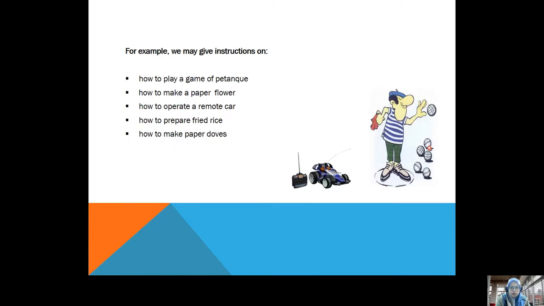We may give instructions on how to do something. How to play a game of petang, how to make a paper flower, how to operate a remote car, how to prepare fried rice, and how to make paper doves. So these how-to topics actually give you a set of instructions, instructions about how to do something. A process is more of a description. For example, the paper is cut, so it tells about the subject. But for instructions, it focuses more on imperative verbs. There is no subject.